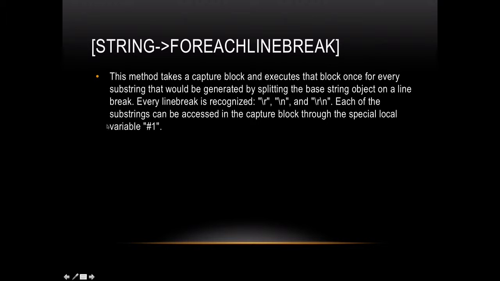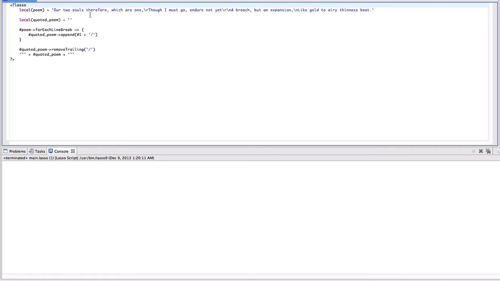The current object that is held by the splitting is accessed by #1. So I'll show you an example. Suppose I have this particular variable poem, and it says "our two souls therefore which are one," then a next line in character, "though I must go endure not yet," and then another next line, and similarly here also.